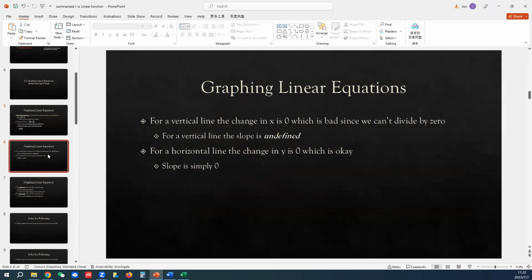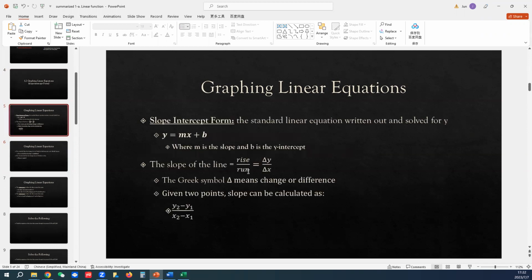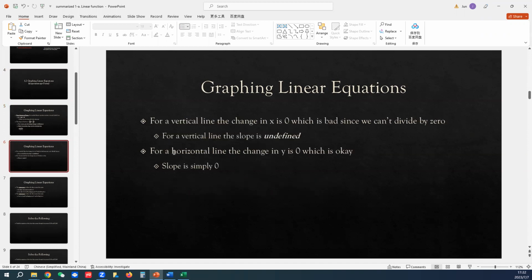And here there are several special cases. For a line that is totally horizontal, the change in y between 2 points is 0. It's the same height, right? But there is change in x. So if we take that into the calculation of the slope, changing y equals 0 while there is certain change in x, then the quotient is still 0. That's why the slope of a horizontal line is 0.